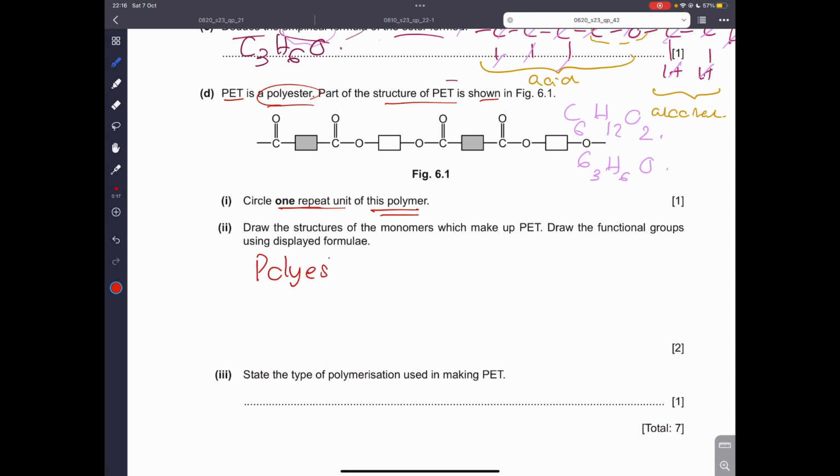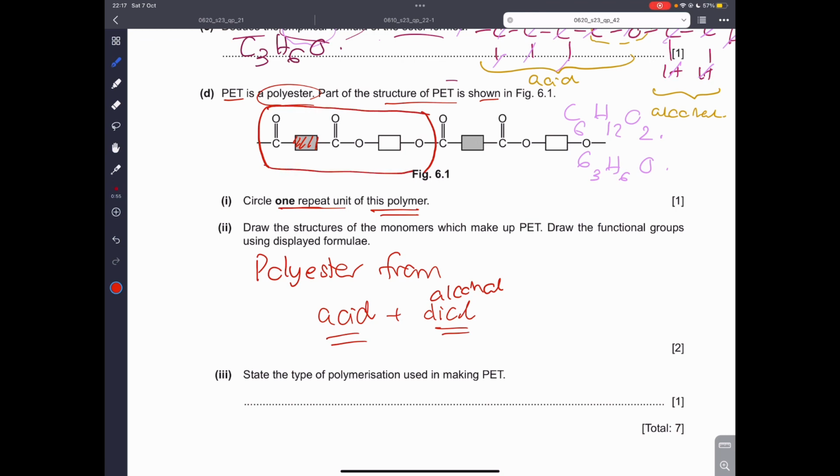Remember, polyester is formed from an acid and a diol, right? An acid and an alcohol. So you can see that one part is shaded and one is not shaded. So for the whole part of the molecule, we have to get the acid part and also the diol part. So we have to go from this end to this end, right? So we can draw the ring around here.